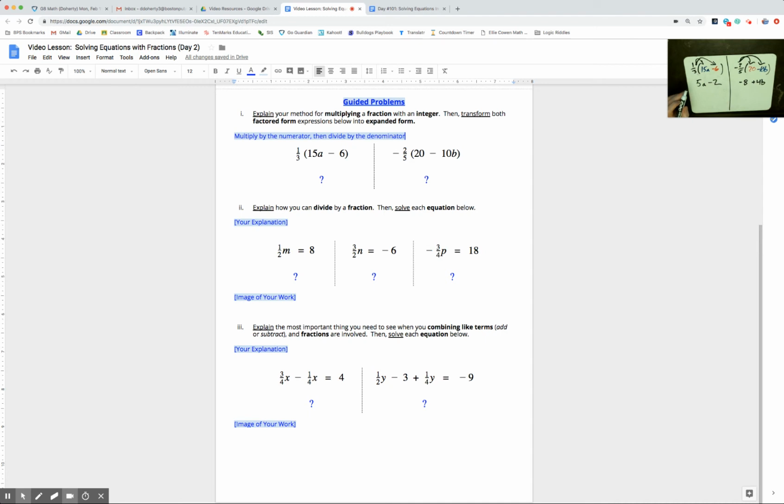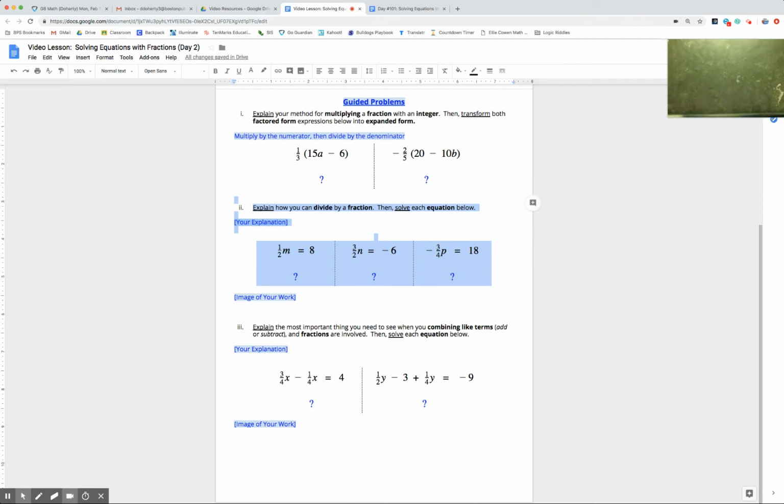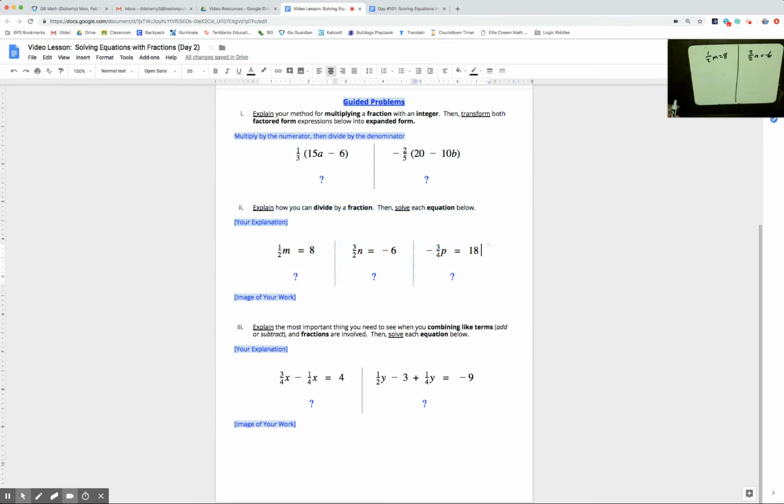Part 2, again, you're going to pause the video now. You're going to explain how you can divide by a fraction. And you're going to see that's really the key to solving equations when the coefficient is a fraction. Explain that a little more. We see here for these equations we're going to have to solve for each one of them, the coefficient, the number that's multiplied with the variable, is a fraction instead of a whole number. We know the opposite of multiplying is dividing, so how do we divide by fractions? It's going to be the key to solving equations like this. Pause the video, discuss with your partner, write in an explanation, and then solve each of these equations and provide an image of your work.